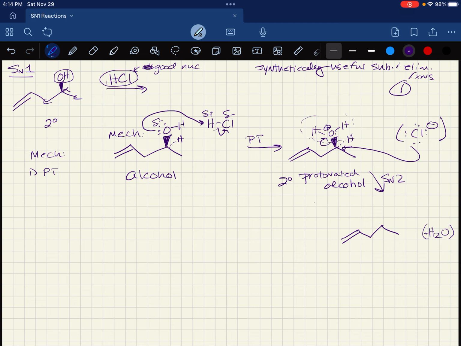So since this is on the wedge, the chloride, when it comes in, will be on the dash and will be opposite side of that. Sometimes when you're doing a problem, the answer key or whatever might have it drawn in a slightly different way, but you can always assign R and S as long as you can do that accurately, to double check that your configuration and what's in the answer key, so to speak, are the same. So that would be the SN2 product.